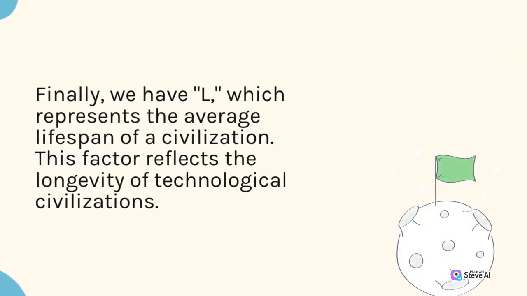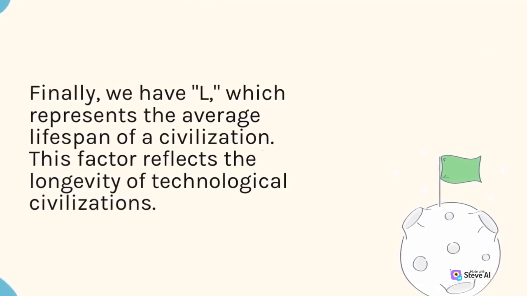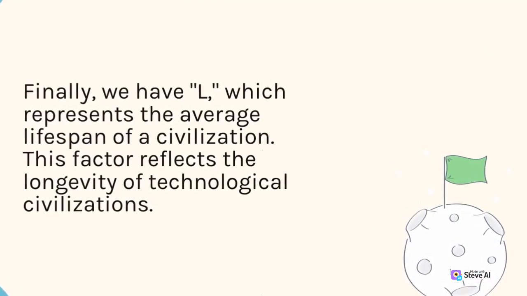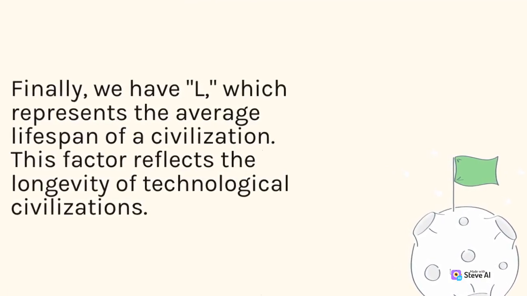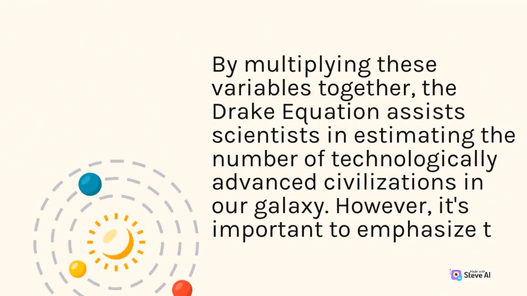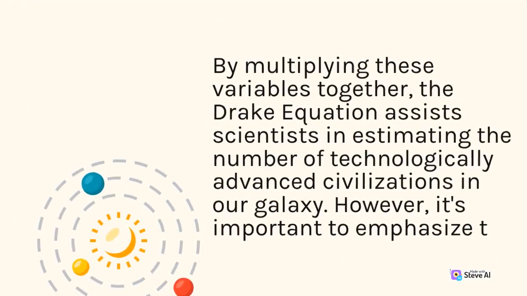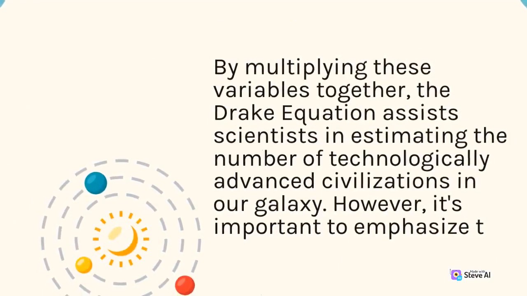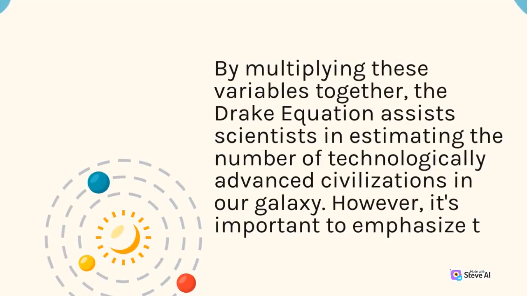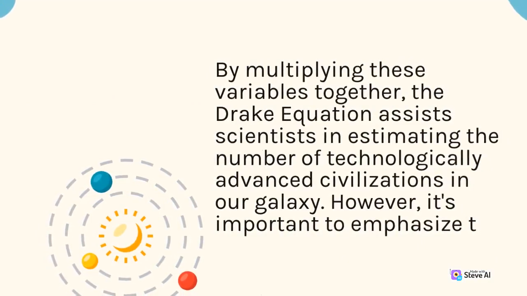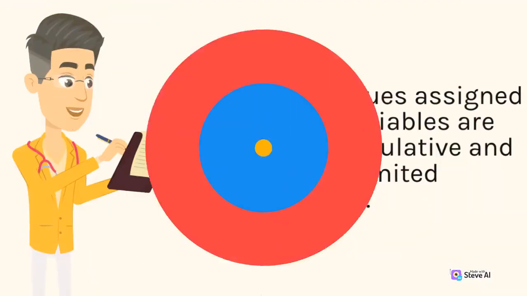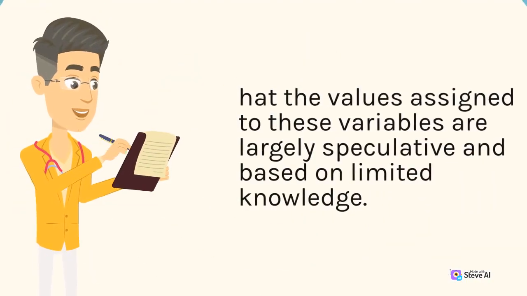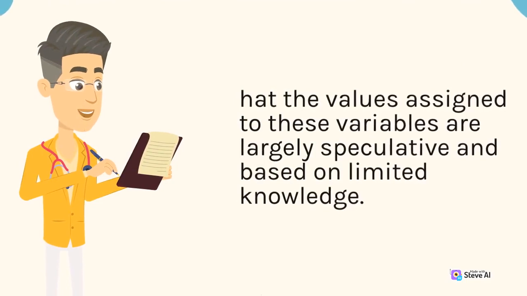Finally, we have L, which represents the average lifespan of a civilization. This factor reflects the longevity of technological civilizations. By multiplying these variables together, the Drake equation assists scientists in estimating the number of technologically advanced civilizations in our galaxy. However, it's important to emphasize that the values assigned to these variables are largely speculative and based on limited knowledge.